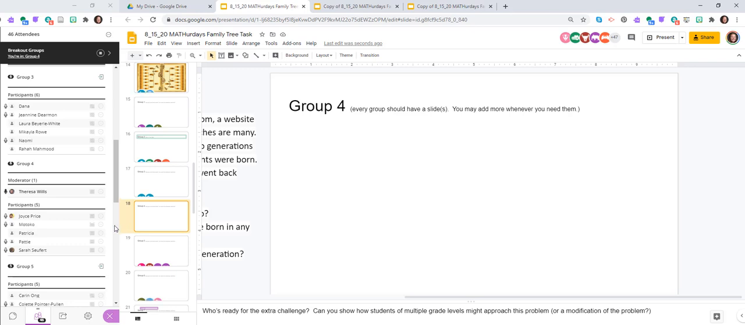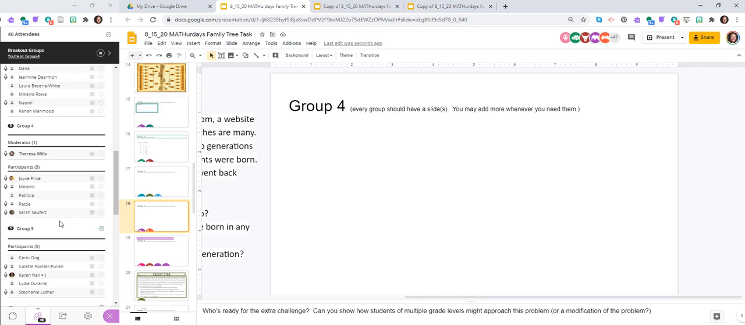Hi there, group 4. You all are welcome to solve this in any way you like. I do love to give people virtual manipulatives to tinker with, but if you prefer paper pencil, just take a picture of it and upload that, or you can draw on the slide however you like. Okay, thank you. And you all are on slide 18, group 4. Okay, slide 18.